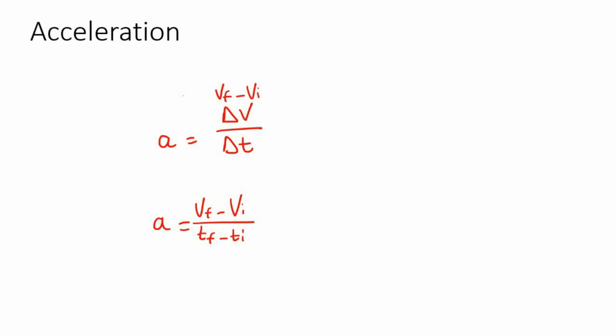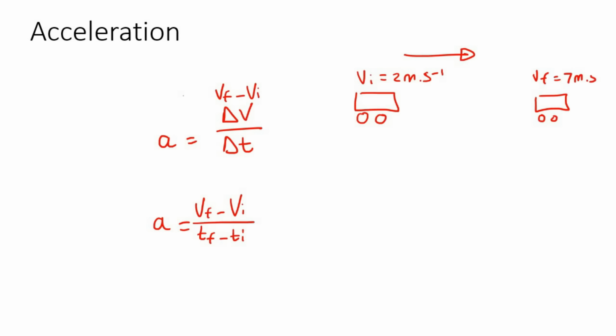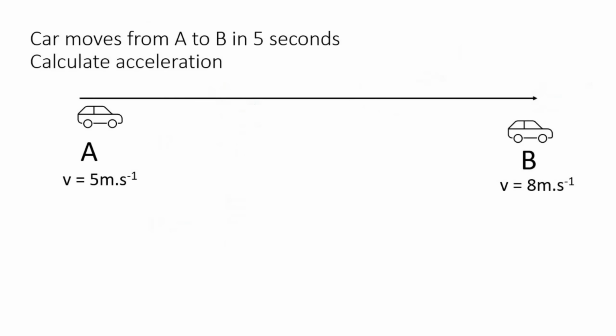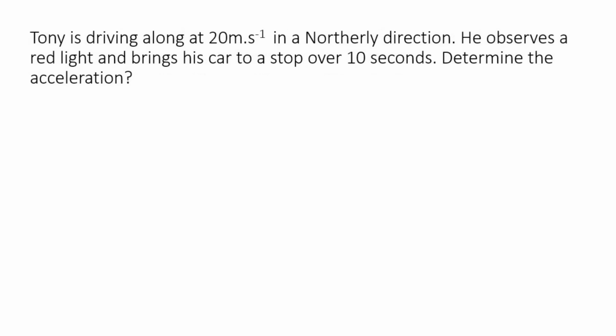So for example, you might have a car. Don't laugh at my car, please. Let's say this car is traveling at 2 meters per second initially. Initially means in the beginning. And then it drives to the right. And then over here, it has a velocity of, let's say, 7 meters per second. So then that would be your final velocity. That would be your initial velocity. Okay, so let's go do a whole bunch of examples. We've got lots of examples coming.